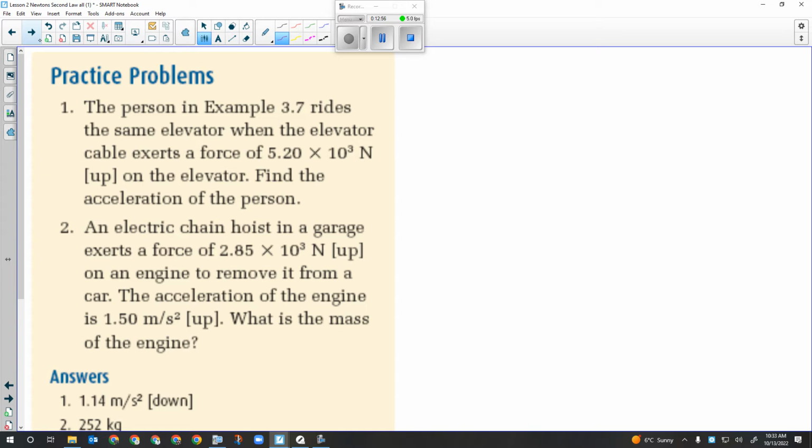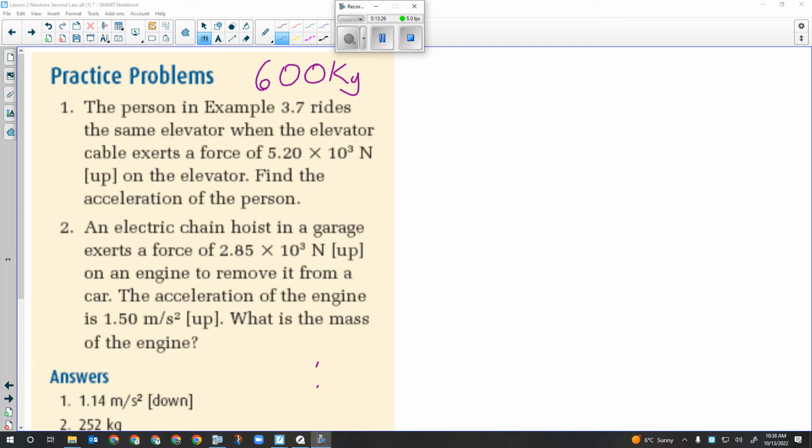I'd like you guys to try these two. Number 2, you'll probably have a little bit of trouble with, because that one is going to be the differential acceleration method that I haven't gone over yet, but sometimes people just intuitively figure it out. So give question number 1 a try. It's the same elevator, so it's still 600 kilograms. See if you can find the acceleration of the person when the cable force is different, and then try number 2. I'll give you a little bit of time on that.